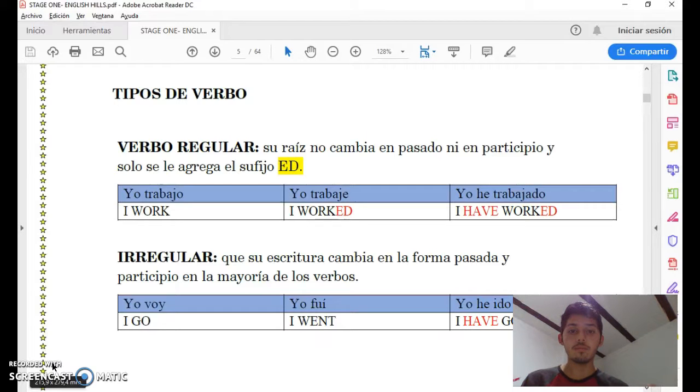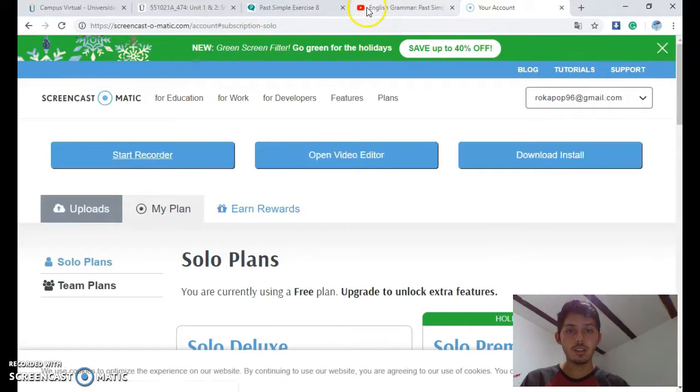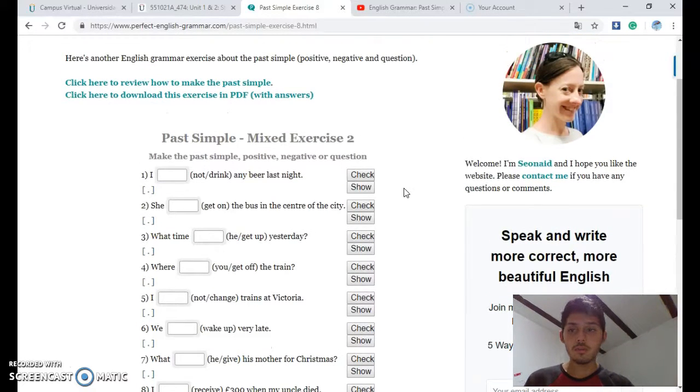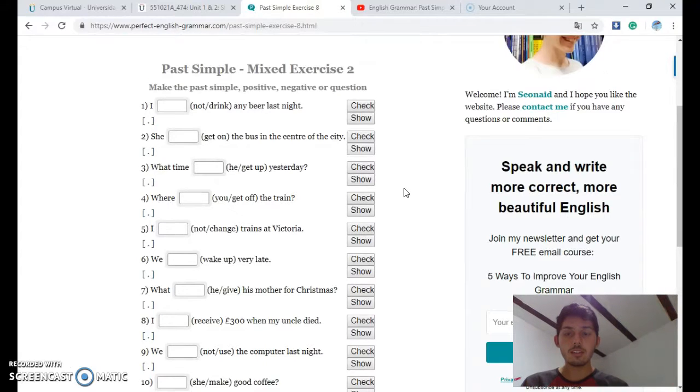So now we can put into practice some exercises that I have developed in this course, which you can use, and it's also for free. You can see the person who developed this website is Seonet. You can contact her, and she creates these examples, these exercises, so you can create a negative sentence and also questions. So look, the first exercise is to say I, blank space. We have to create a negative sentence. So you can say I any beer last night. So that means you have to say no in a sentence.